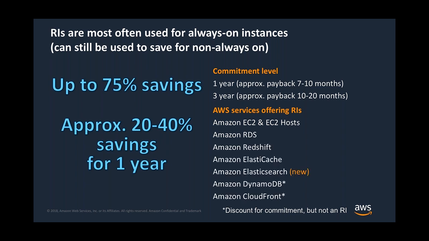There are a number of different services that reserved instances cover. They not only cover EC2, but they also cover RDS, Redshift, ElastiCache, and Elasticsearch if you want to buy RIs. In addition to those, which are not really reserved instances but are commitments, you can get commitment discounts on DynamoDB and CloudFront. If you're running any of these services, I'd recommend checking out what you can do in regards to commitment and how you can lower your unit costs on consumption.